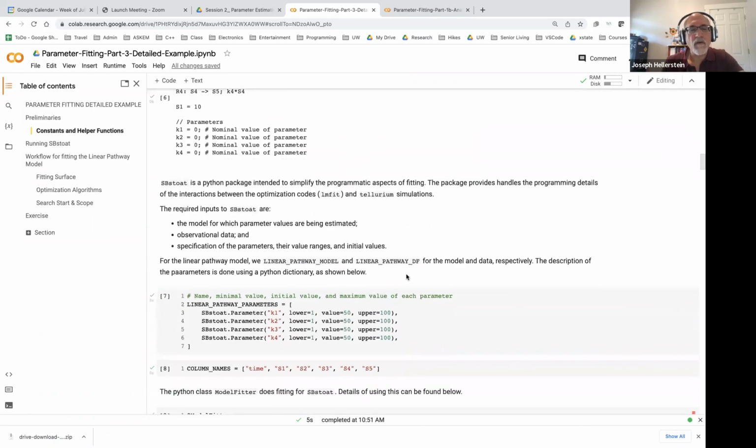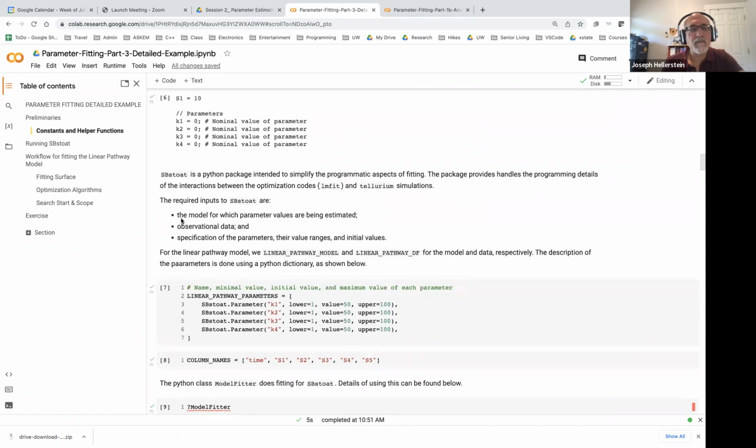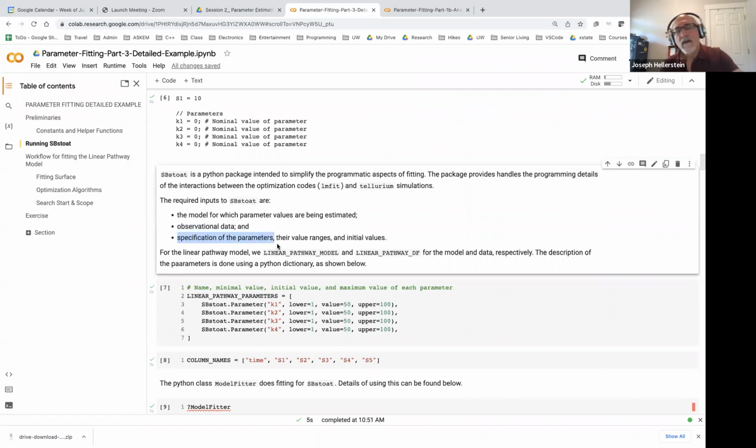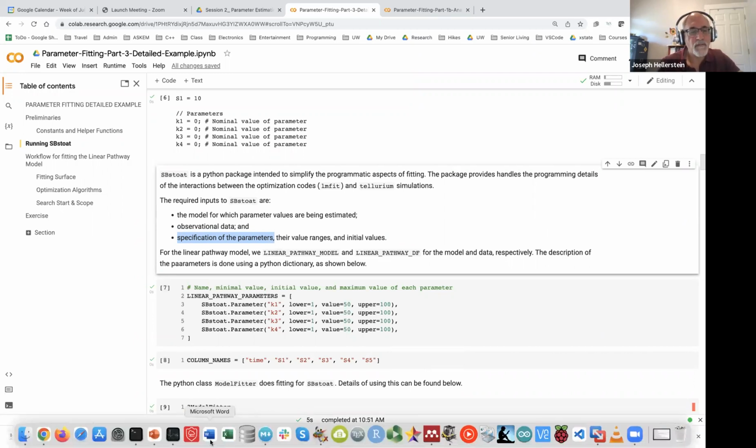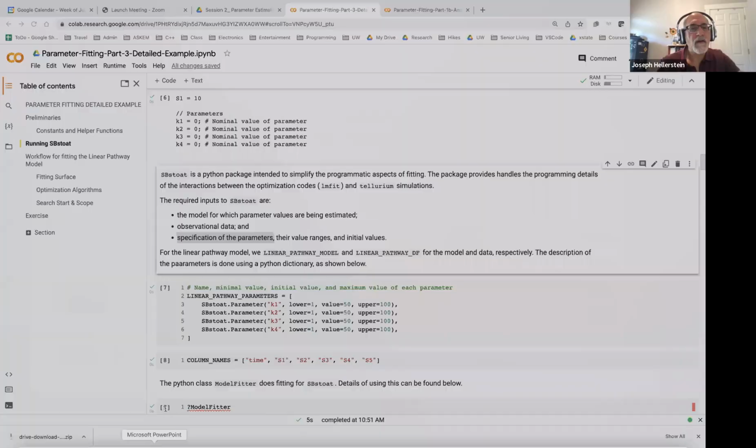So what are the inputs to SBstoat? Well, you need the model. We've talked about the observational data. And then here's a bit of a subtlety that we haven't really talked about, although we alluded to it a little bit. There may be a subset of the parameters that you're interested in, but beyond that, one of the subtleties, well, let me quickly switch back over to this.